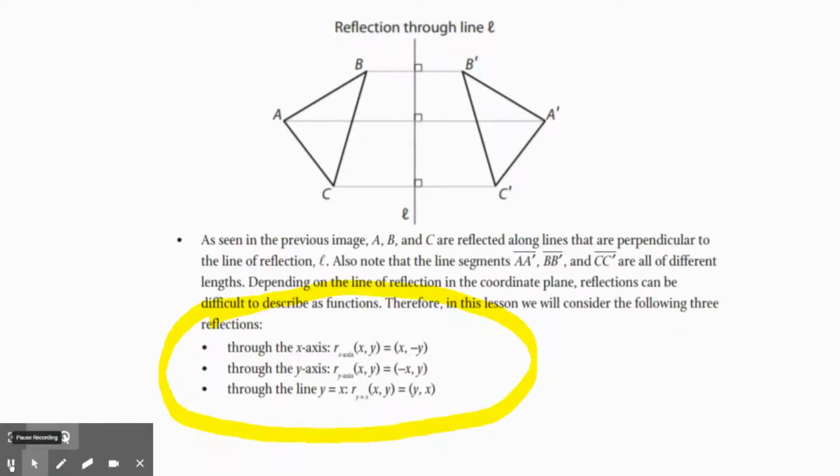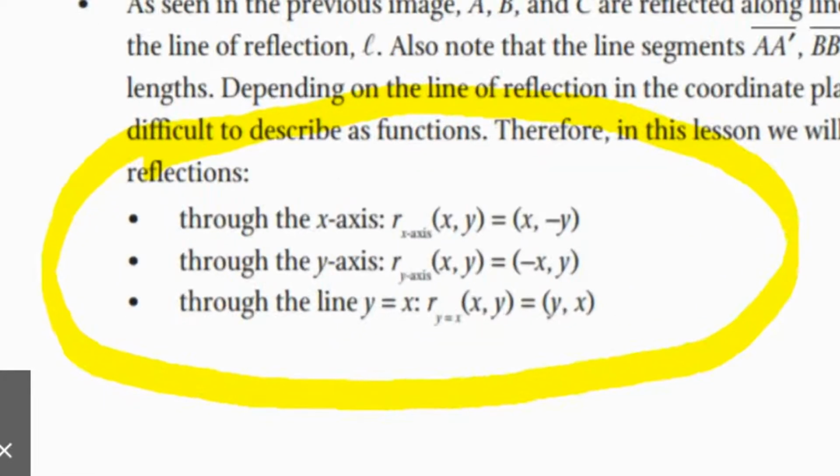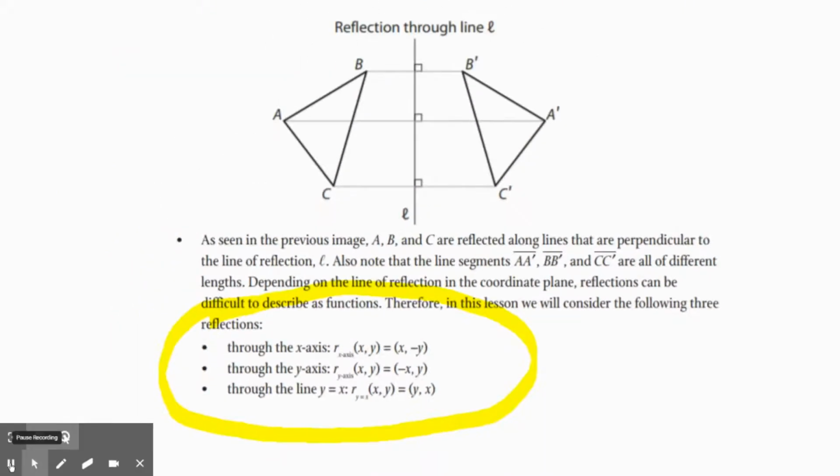In this section, I want to introduce you to some formulas. They've already kind of introduced them before, but officially, if you take a look down at the bottom here, there's a formula for reflecting. You take either the opposite of x or the opposite of y, or you switch the positioning of x and y depending on what kind of reflection you're doing.